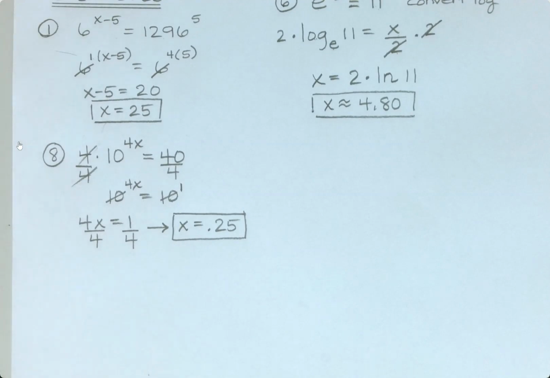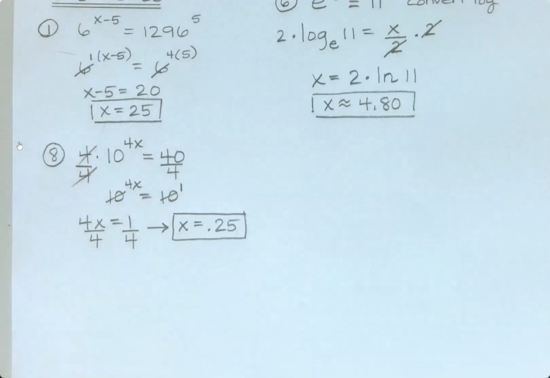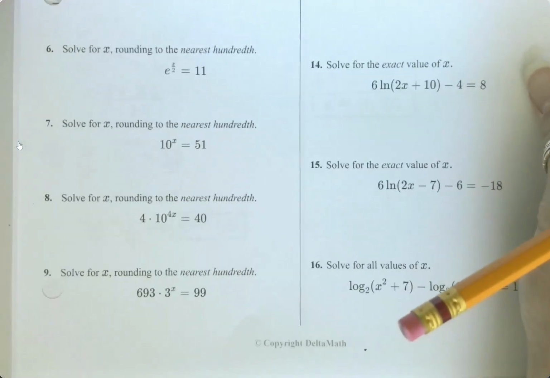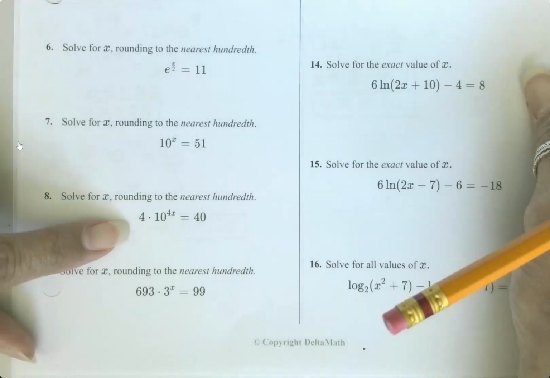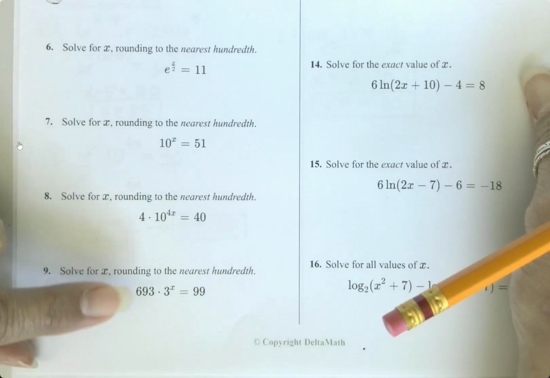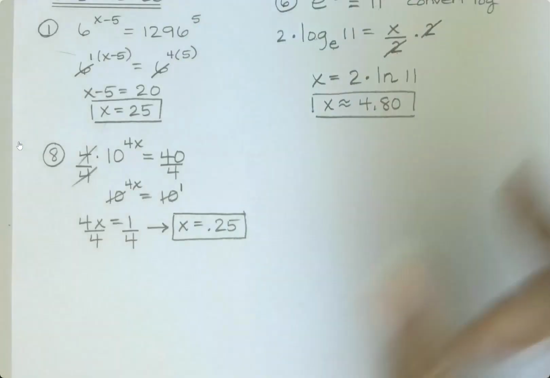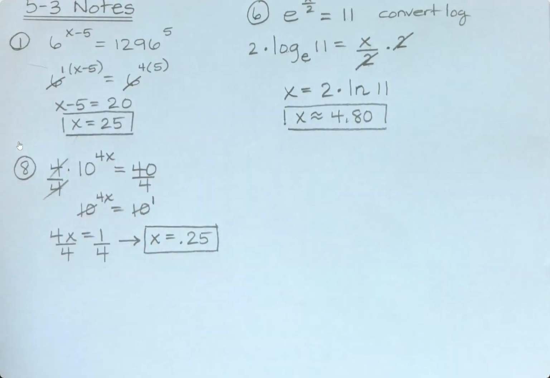Let's do another one. Let us do number 9. So what does number 9 look like? Oops, I'm giving you the wrong one. Number 9 is 693 times 3 to the x equals 99. So it looks quite similar to number 8, but I want to show you what can happen sometimes, okay? So let's go ahead and do this problem. So over here, let's go ahead and write number 9.